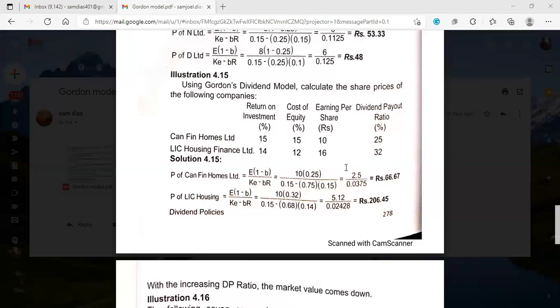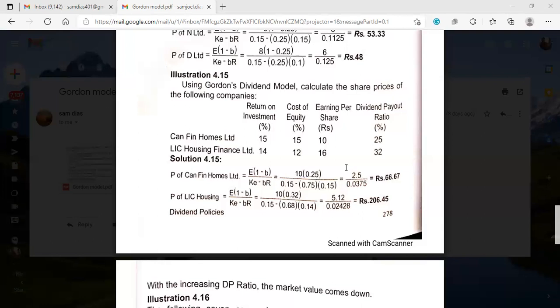Now the formula you know: market value of share is equal to E into 1 minus B, that is the dividend payout ratio, divided by cost of equity minus growth rate. Here K stands for cost of equity, BR stands for growth rate, and E stands for earning per share. Now let us proceed with Canfin Homes.